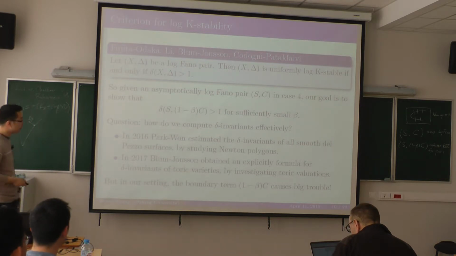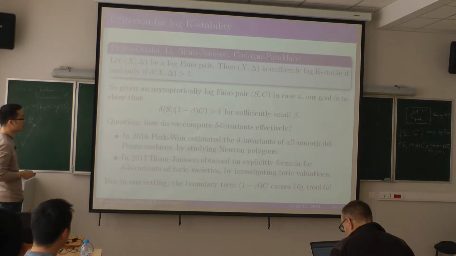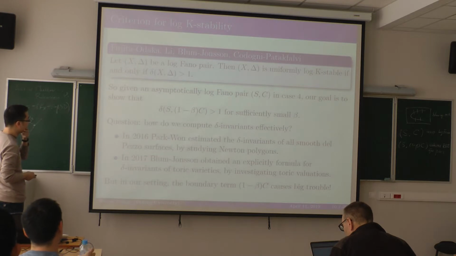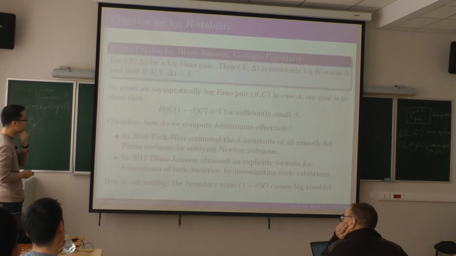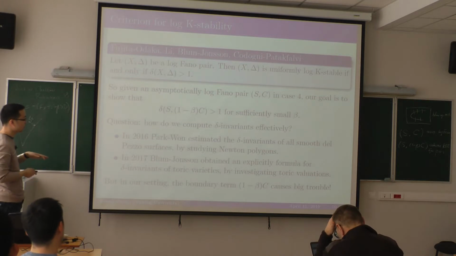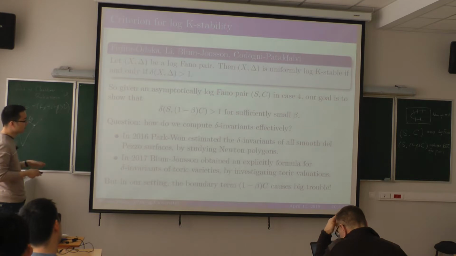So in the literature, there have been several important progress in this problem. Basically, the first attempt to compute delta invariant was made by Park Wang, I believe, in 2016, and they estimate the delta invariants of all smooth del Pezzo surfaces. So this gives a purely algebraic proof of Tian's theorem, and their method is by looking at the Newton polygon, because in dimension 2, in some sense, the Newton polygon is still controllable, basically.